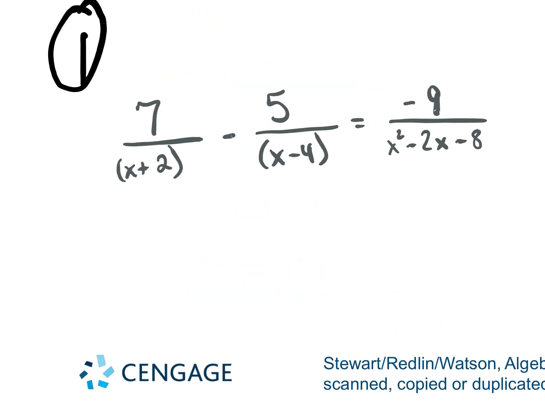All right, so first thing we want to do is find our least common denominator. So that's just all of the factors of our denominators. So here it's already factored. We have an x plus 2. We've got an x minus 4.